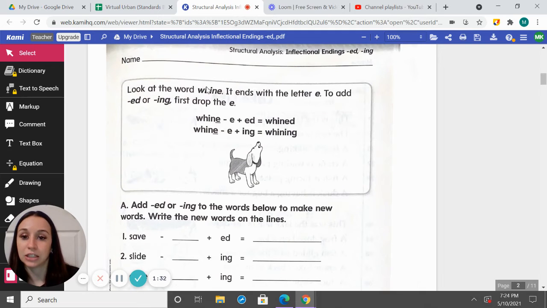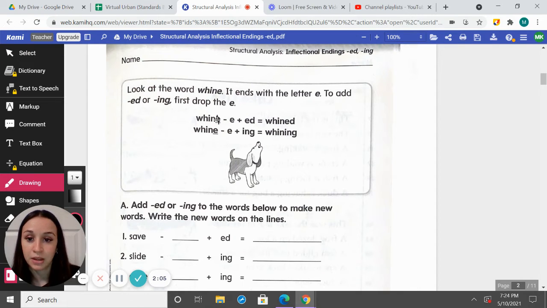So up at the top, it says, look at the word whine. So we have the dog here, and the dog looks like he's whining, currently happening, right? It ends with the letter E. So we see that it has that E, whine, that silent E, right? Whenever we have that silent E at the end, if we want to add ed or ing to that word, we need to drop that E, so get rid of it, and then add ed. So we take whine, get rid of that E. I'm going to draw, crossing it out. Get rid of it, and then add that ed. And that gives us whined.